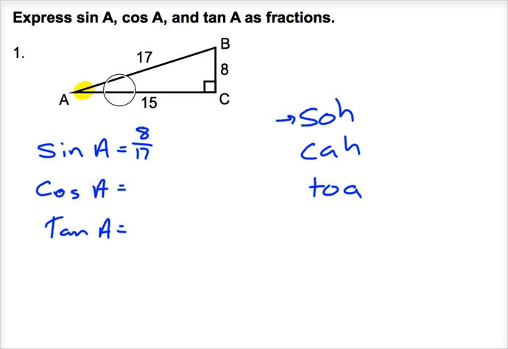Going for the cosine ratio. The cosine is adjacent over hypotenuse. So adjacent is going to be 15 over my hypotenuse, which is still 17, and that doesn't reduce either. Tangent of angle A. I remember that tangent is opposite over adjacent. So opposite is 8 over adjacent, which is 15, and it doesn't reduce either. So those are my three ratios.